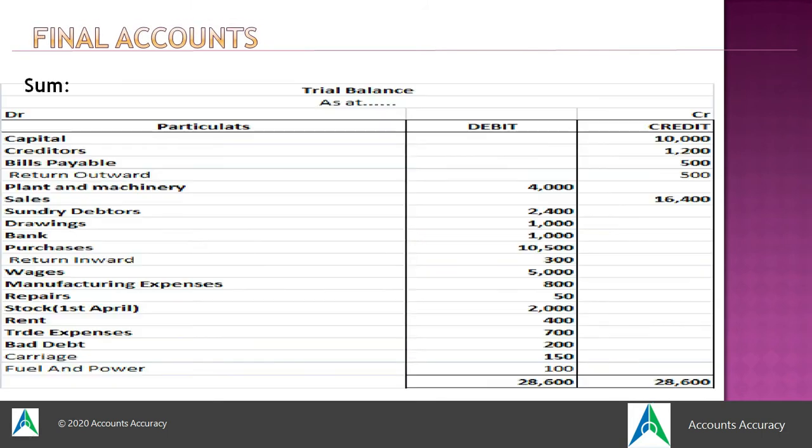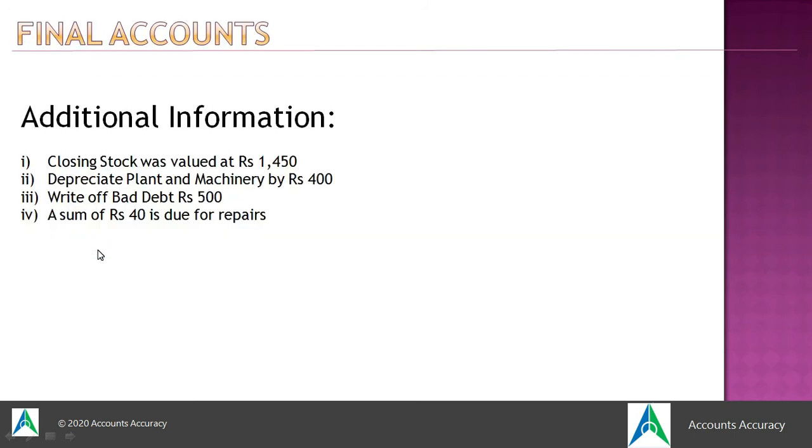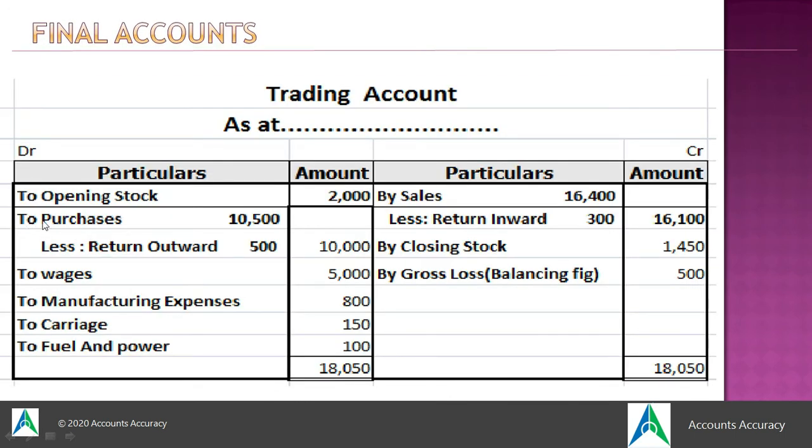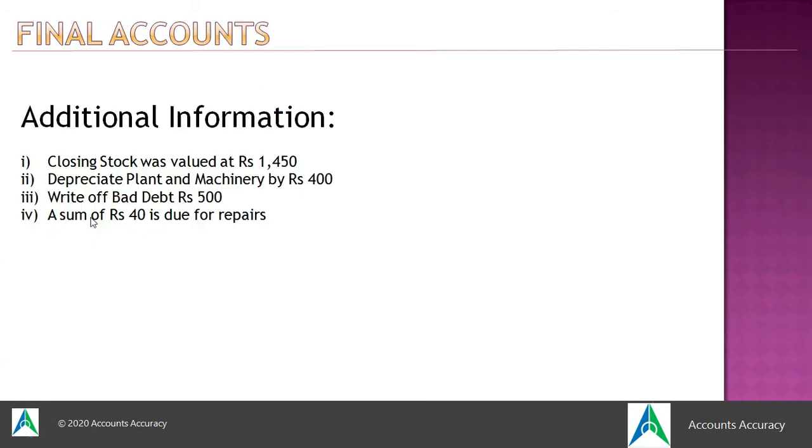Again we have bank. As you know, bank is the cash at bank. So this is an asset of the company. It will be shown in the balance sheet asset side. So you will post it in the asset side of the balance sheet. Purchases are shown in the trading account. So here you will write purchases. We have already discussed it.